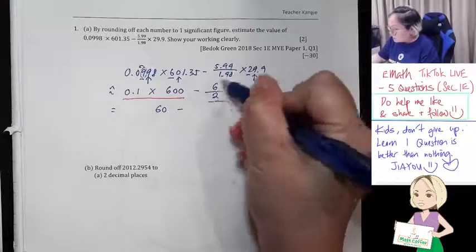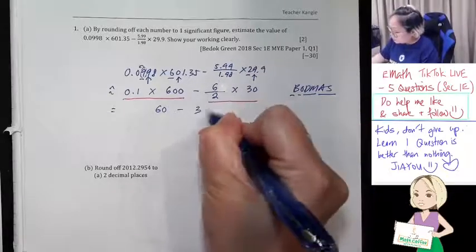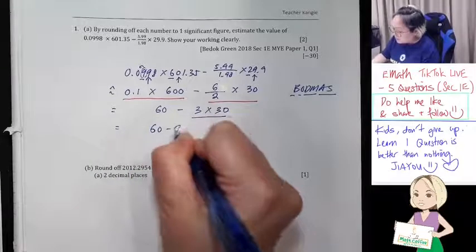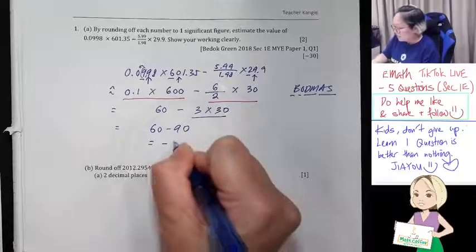This one, 6 divided by 2, is actually 3. So I can put 3 times 30. And this one is 90. So it is 60 minus 90. So it equals negative 30. Done.